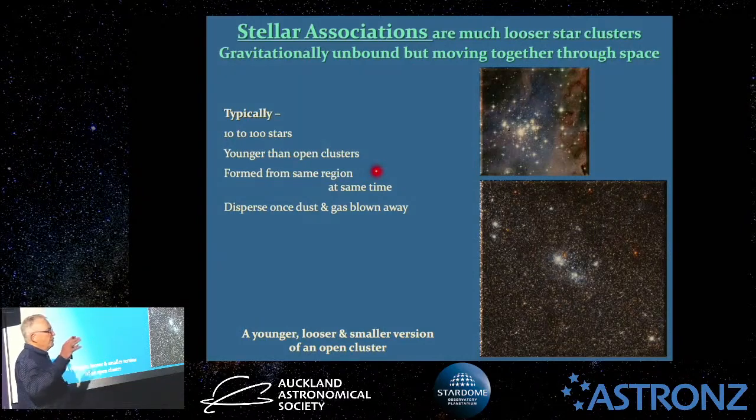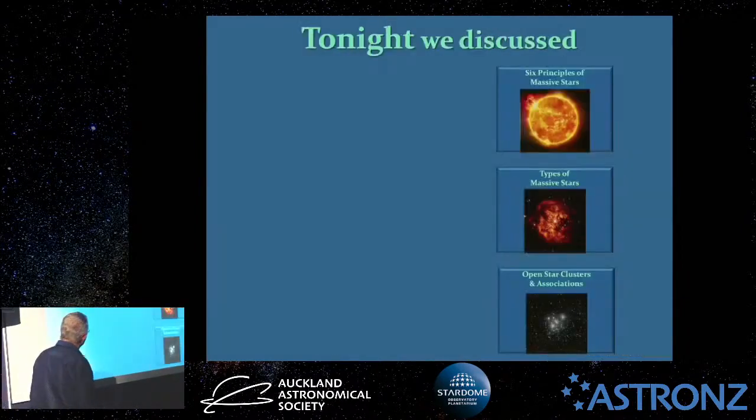They just happen to be traveling through space as a group together, but there's not much gravity to speak of that's really holding them together, and they disperse very, very quickly. Usually by the time they've blown away all the dust and gas scraps around them, they've started to wander on their way. So in a nutshell, they're a younger, looser and smaller version of an open cluster. That's all they are. Often you'll see books and papers saying, oh, we're looking at such and such OB association. That's what it's about. Or OB association rather, sorry.